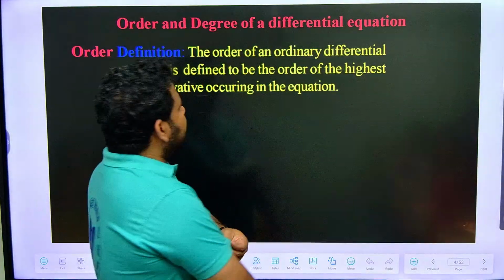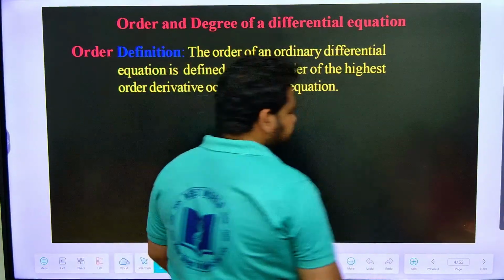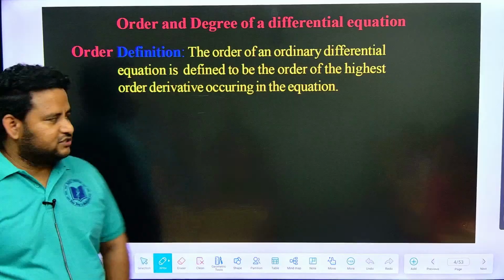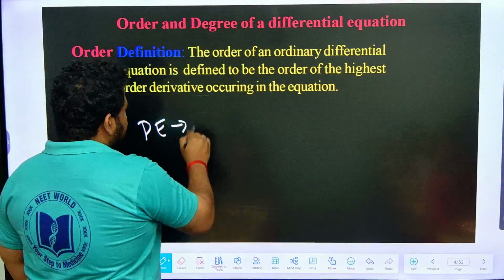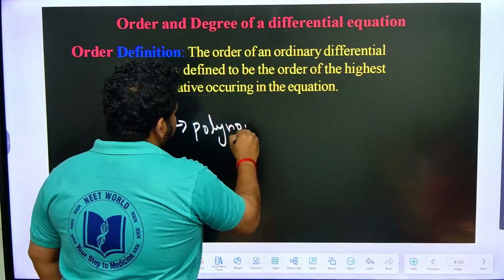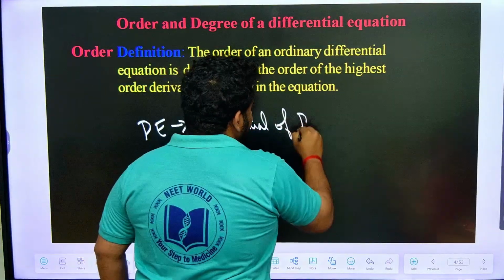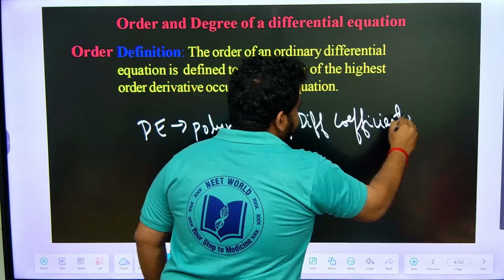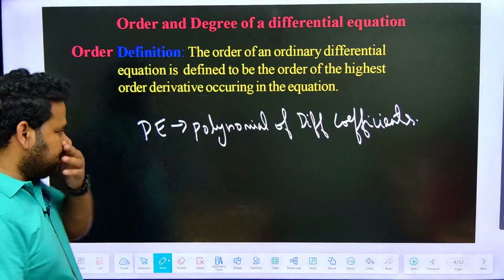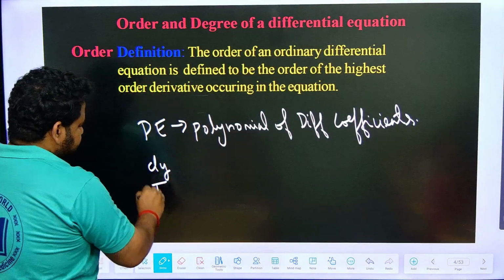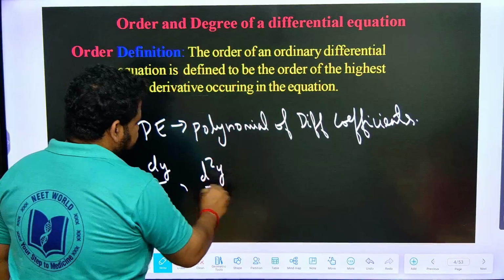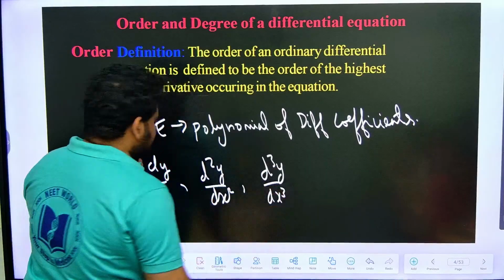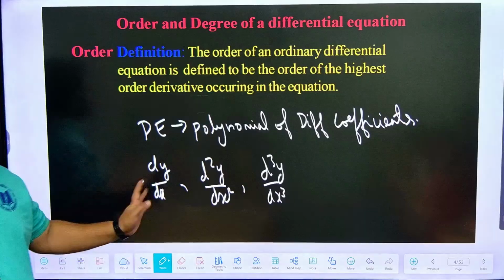Order and degree of differential equation, but before that, first we should know what a differential equation means. If they ask what is a differential equation, it is a polynomial of differential coefficients. When you talk about the polynomial of differential coefficients, we will have dy by dx, d square y by dx square, we may have d cube y by dx cube, like that. These are known as differential coefficients.